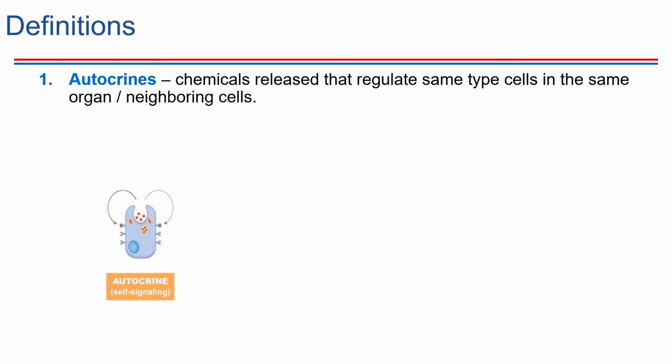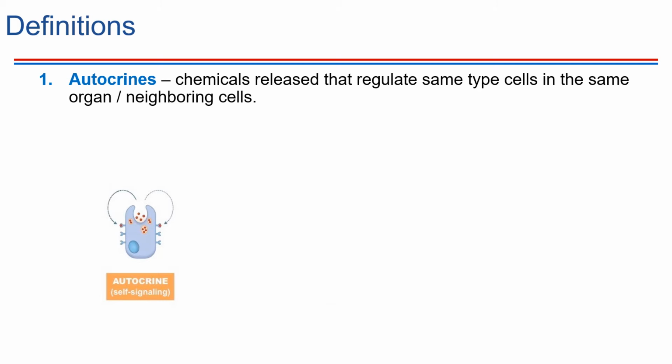So first, we've got a couple definitions we need to go over because they're going to be helpful in understanding what's going on a little bit later. We've got autocrines, and autocrines are chemicals that are released that regulate the same type of cells in the same organ or neighboring cells. So you can think of, like, with the endocrine system, we had hormones, and hormones are being released and go throughout the body and flood the circulatory system throughout the entire body.